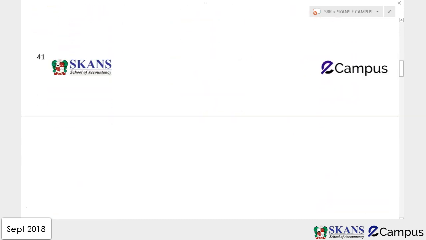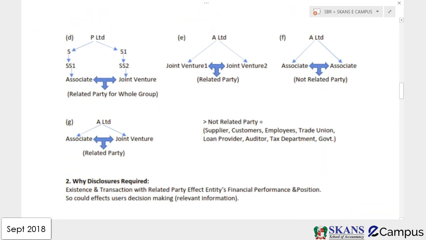Then guys, now if we are talking about a group, we know what is group, guys. Group is all the subsidiaries plus parent. These are the parent and subsidiaries. So we have 5 members. One is parent, which is P limited. We have another subsidiary which is S. We have another subsidiary which is S1, and then we have SS1. This is a sub-subsidiary, guys. Then we have another subsidiary which is SS2. So we have total 5 members in a group.